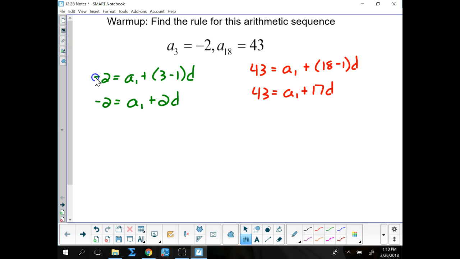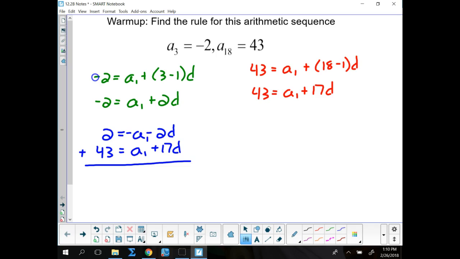So, switch the signs on all of these. 43 gets me there. Gets me 45 equals 15d. So positive 3 is equal to d.